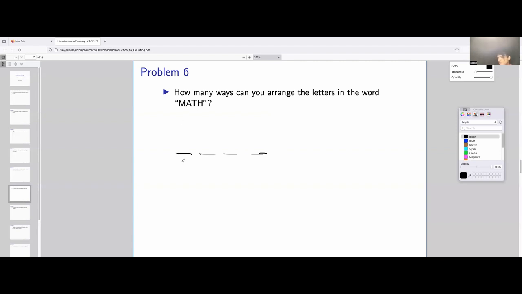So for this first letter, we have 4 choices. Let's say we chose like A. Now we have 3 other letters. Let's say we chose like T. We have 3 other letters. Okay, now we have 2 other letters. Let's say we chose M, and then our last letter, it has to be H at this point. So we could just multiply these out, and this is going to equal 24.